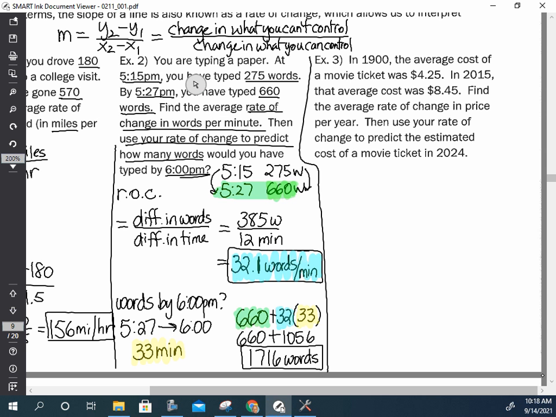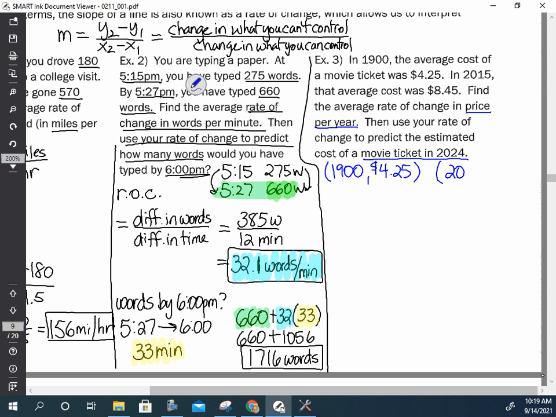In 1900, the average cost of a movie ticket was $4.25. In 2015, that average cost was $8.45. Find the average rate of change in price per year. Then use your rate of change to predict the estimated cost of a movie ticket in 2024. So let's think about what they gave us. In the year 1900, the cost of a movie ticket was $4.25.